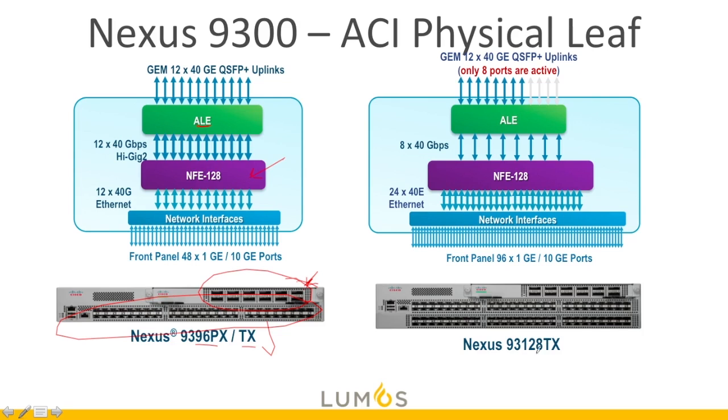In the 93128 version, we actually starve out a little bit on the NFE2, so only 8 ports are active, so we can only use 8 of those ports to go up to our spines. You don't have to use all 8, but you're limited to 8 on the 93128.